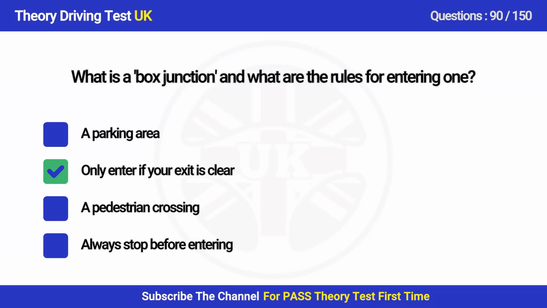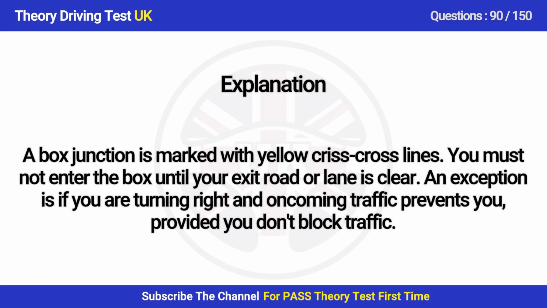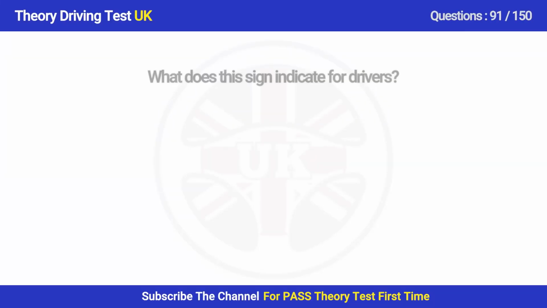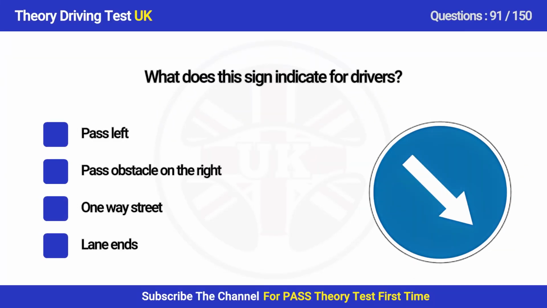Answer is B. Only enter if your exit is clear. A box junction is marked with yellow lines. You must not enter the box until your exit road or lane is clear. An exception is if you are turning right and oncoming traffic prevents you, provided you don't block traffic. Question 91. What does this sign indicate for drivers?